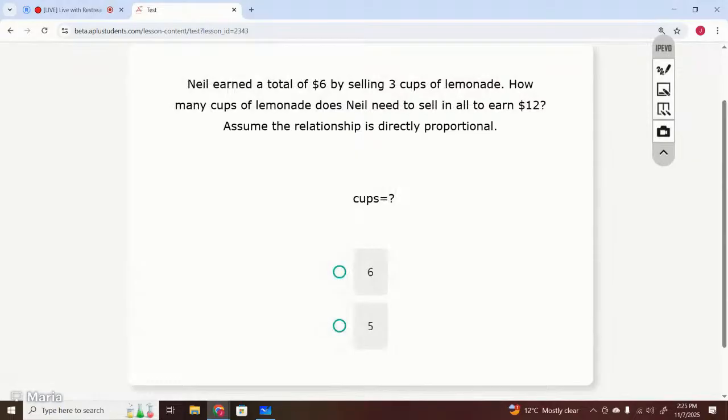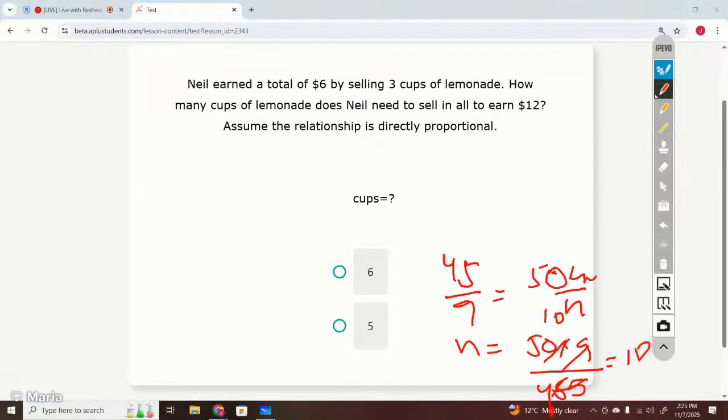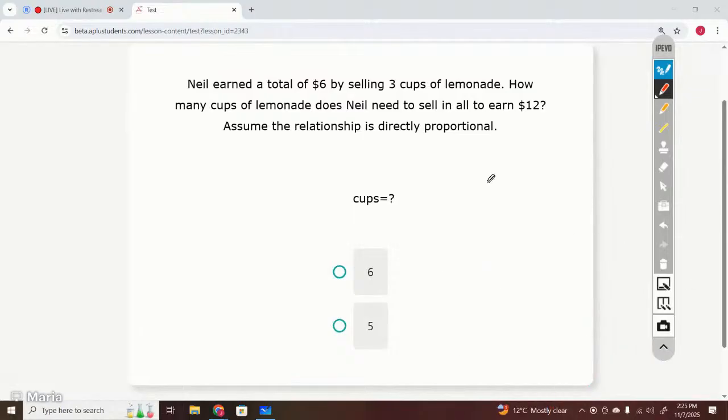Neil earned a total of $6 by selling 3 cups of lemonade. How many cups of lemonade does Neil need to sell in all to earn $12? That is $6 to 3 cups. So then $12 to how many cups?